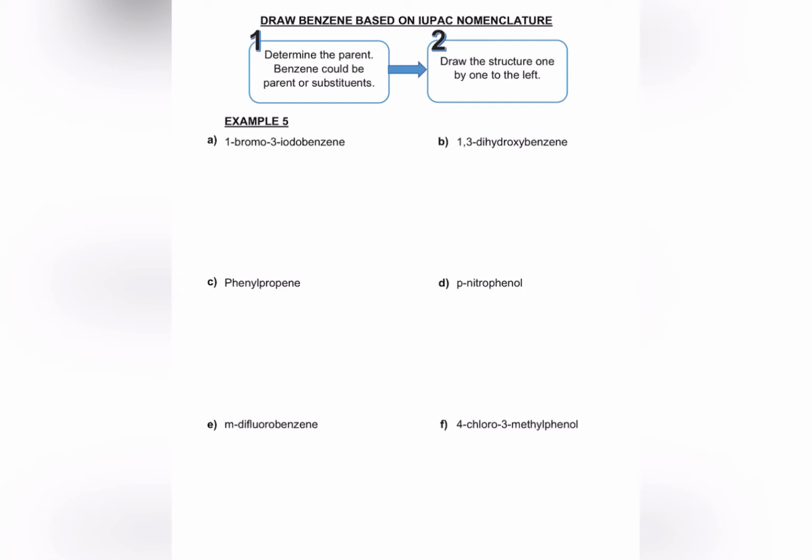The first step, you have to determine the parent, and this parent can be benzene, or that benzene can also be substituents. So please take a look carefully. The next one, I'm going to draw the structure one by one to the left based on their naming. So right now, let's focus with example 5 structure A first.